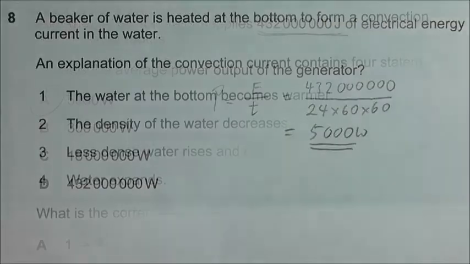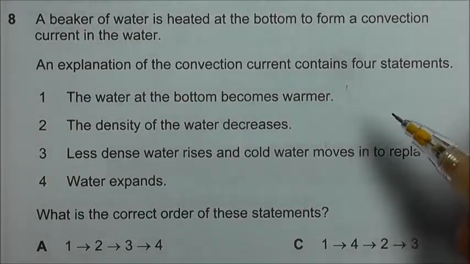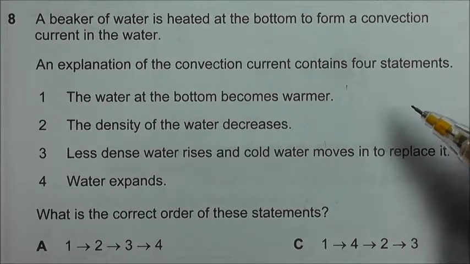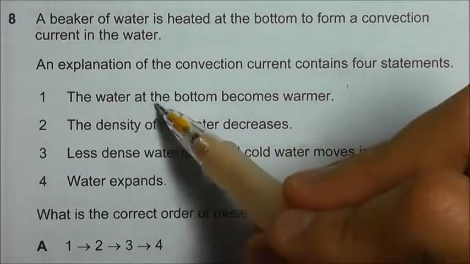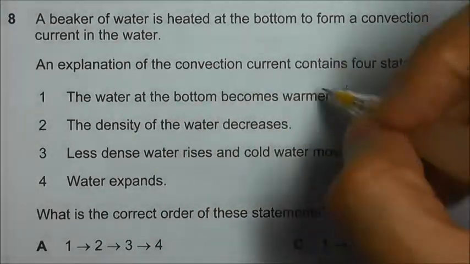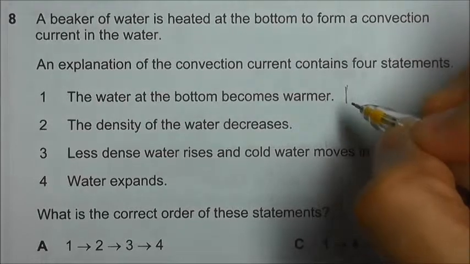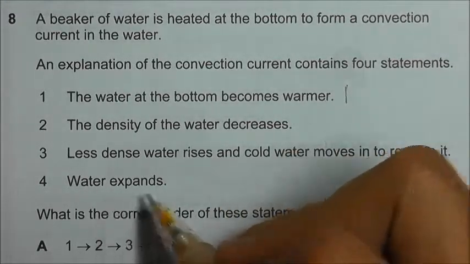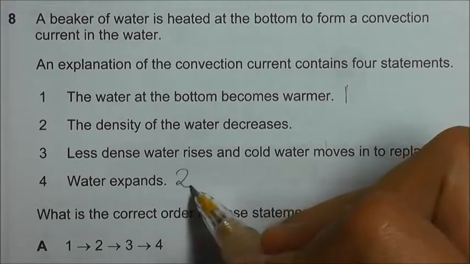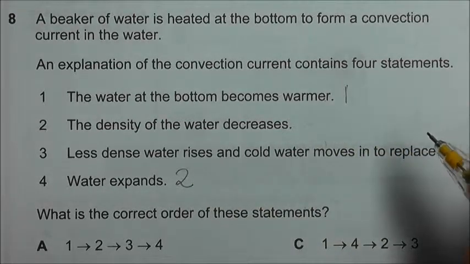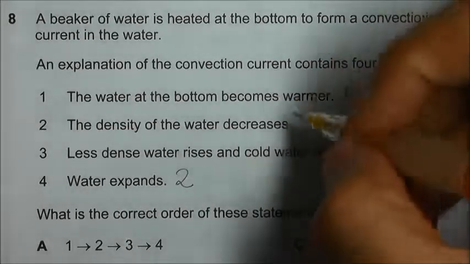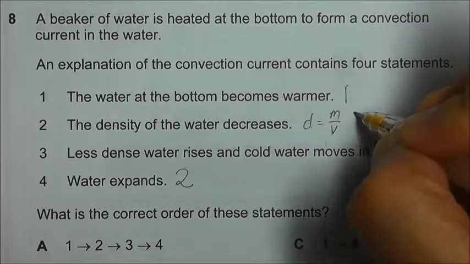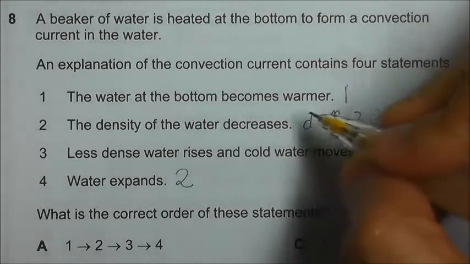Answer A. When a beaker of water is heated at the bottom, the sequence to form a convection current should be like this. First of all, the water at the bottom becomes warmer. So this is number 1. Then after that, when it becomes warmer, the water will expand. And when the water expands, the volume increases and the density, which is equal to the mass over volume, will decrease. So this is number 3.